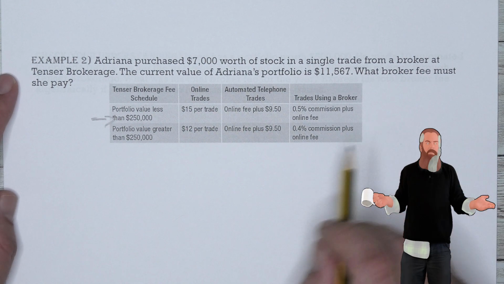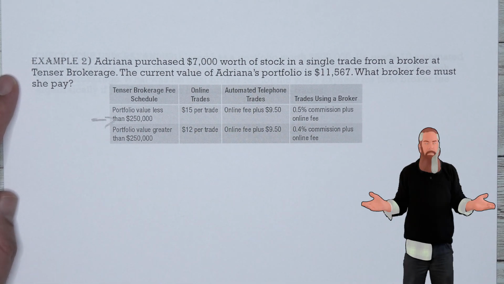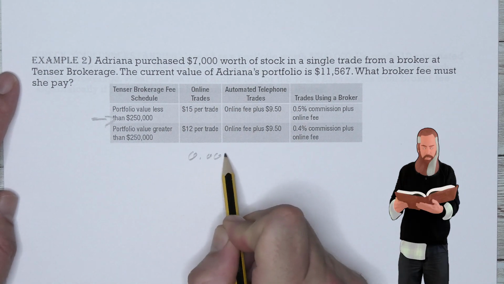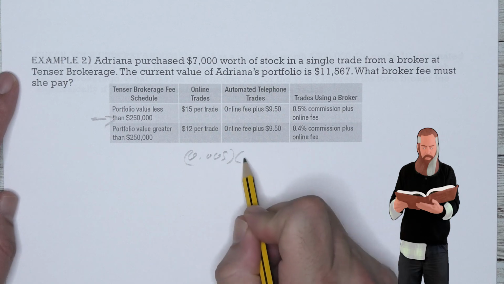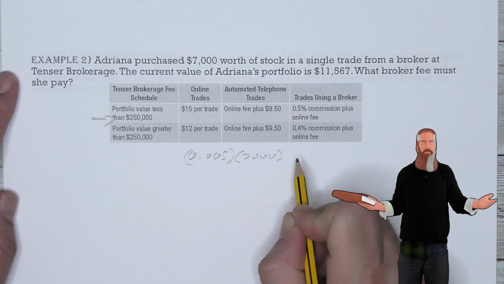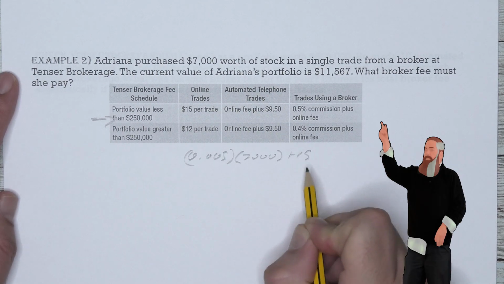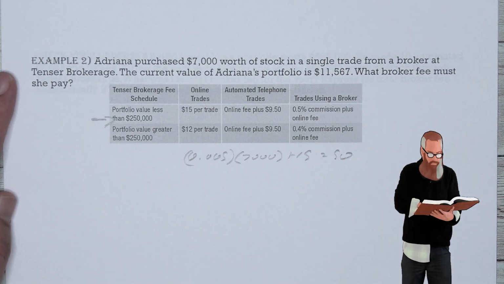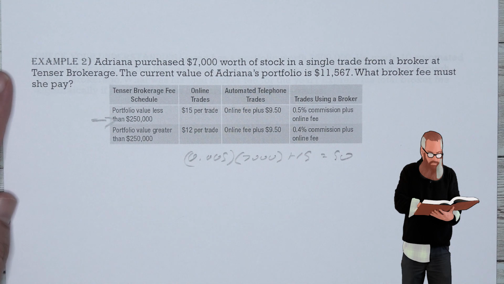First, she has to multiply the percentage, expressed as an equivalent decimal, by the amount of stock and then add $15. So 0.005 times $7,000 for her trade plus the $15 fee. This is going to be $50. So the total brokerage fee is $50.